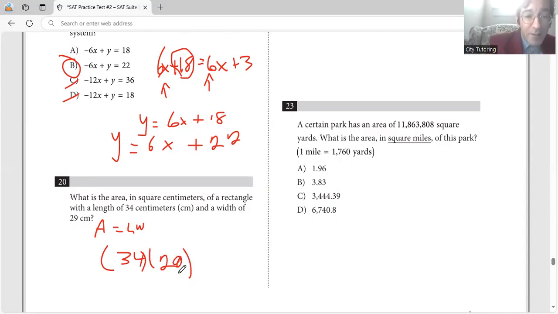Times 29, sorry, 29, not 20. So 4 times 9 is going to give me 36. So my last digit is going to be 6, and then I carry over. 3 times 4 is 12. So 986. 986, easy. Length times width.